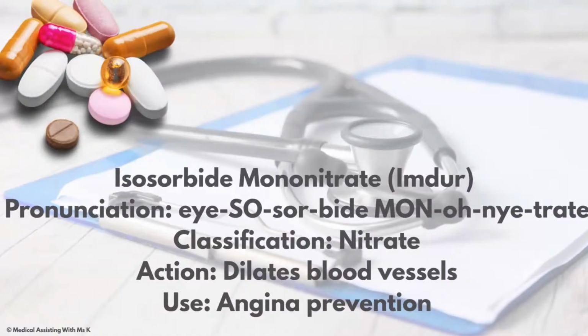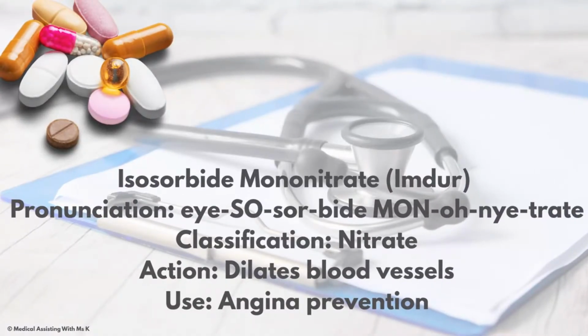Next medication is Imdur. The pronunciation of the generic is isosorbide mononitrate. The classification is nitrate. How does it work in the body? It dilates blood vessels and it is used for angina prevention.